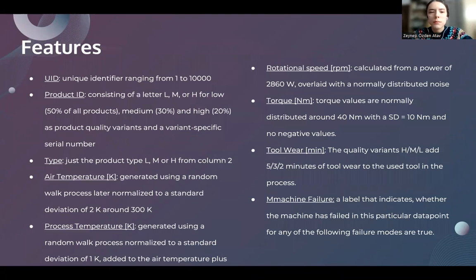Next slide, please. And again, these are the features of our dataset, which includes the product ID regarding the quality of the machine, the type of the machine actually, sorry, and the air temperature in the surroundings, the process temperature that is inside the machine, the rotational speed and the torque of the rotating parts of the machine, the tool wear of these parts, and a machine failure label, which indicates whether the machine has failed and what type of failure it has.